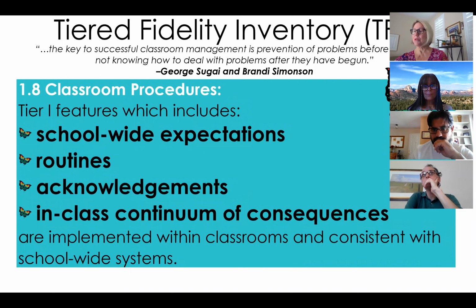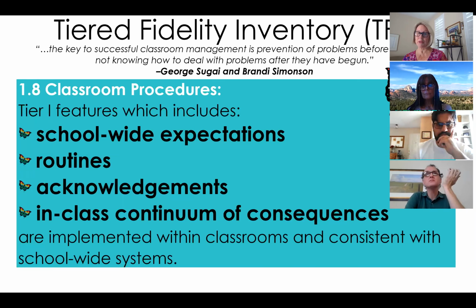So that is a lot of what our classroom matrix does for us, is help us prepare. In that classroom procedures item, 1.8 on the Tiered Fidelity Inventory, we're really going to delve into how you connect your classroom routines to those school-wide expectations, and how you develop routines in your classroom. We want to talk about how you give acknowledgments, all the prevention pieces, and then what your in-class continuum of consequences is. So when you do have to respond after problems have begun, what would be a way that will de-escalate things instead of escalating the situation.